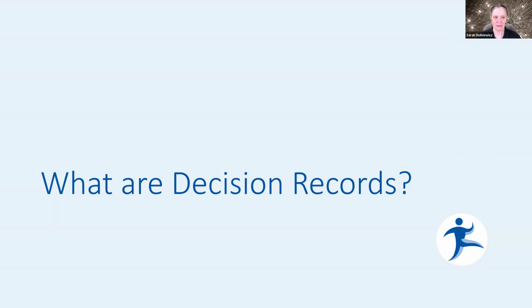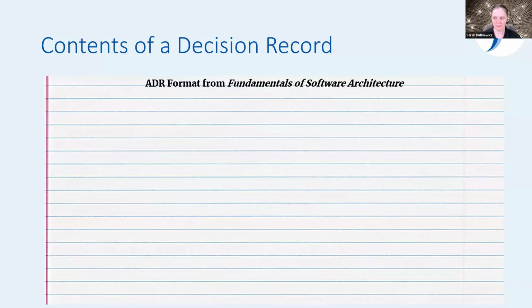So the first thing we look at in a decision record, and this is, again, the ADR format I'm using for this demo, is the Fundamentals of Software Architecture. So you're going to have a title. When you have your title, it's an identifier and a short description. So that identifier could be a number. It might be a number with a version attached to it.